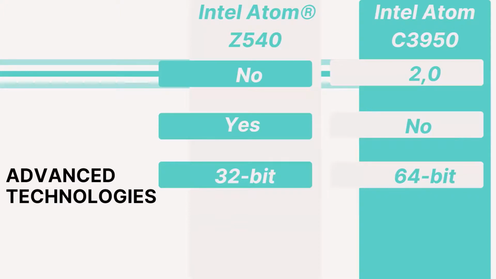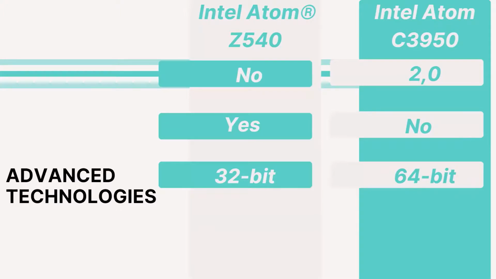Now, in the field of advanced technology, the first difference we find is that the C540 does not have turbo boost and the C3950 has turbo boost with a frequency of 2. Another difference is that the C540 has hyperthreading, while the C3950 does not have hyperthreading.